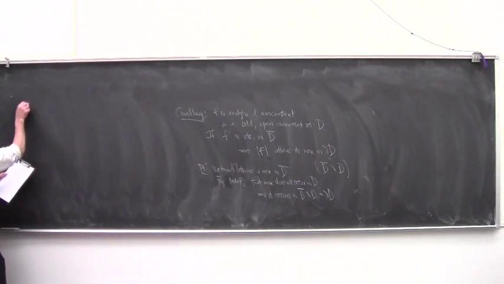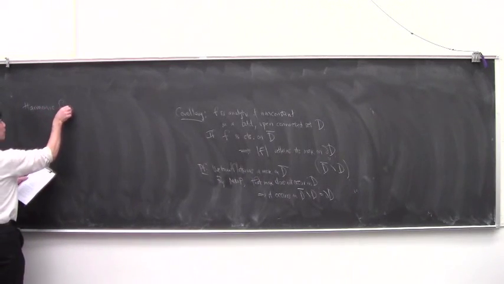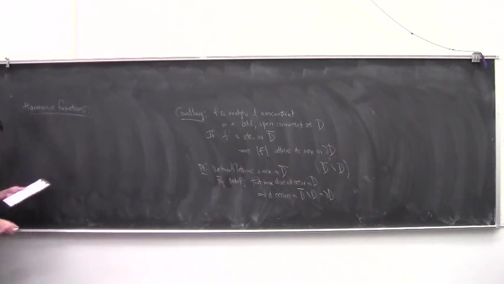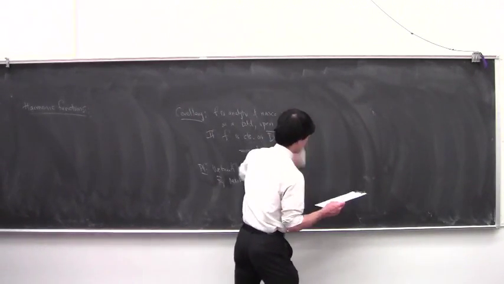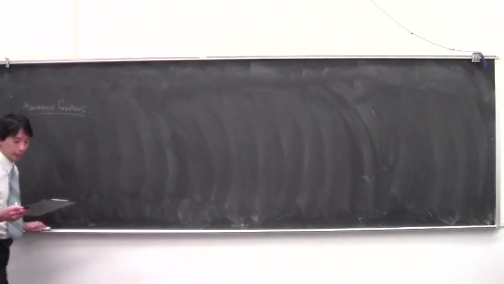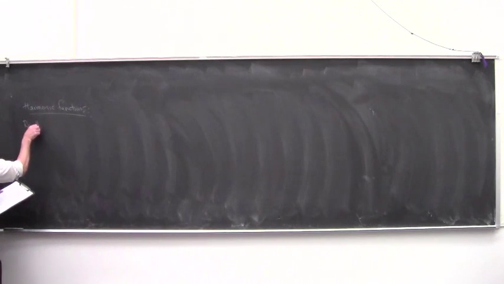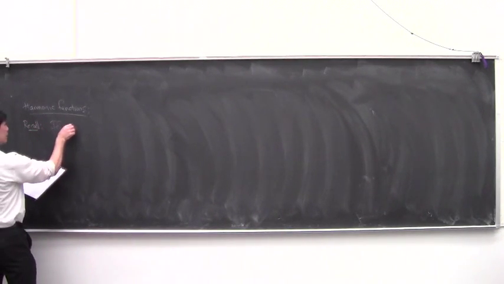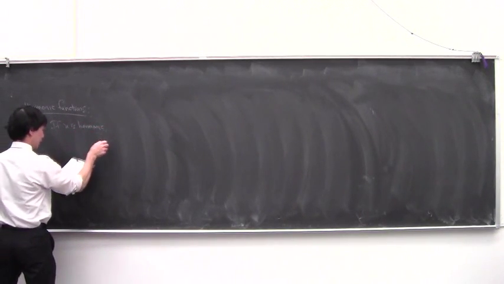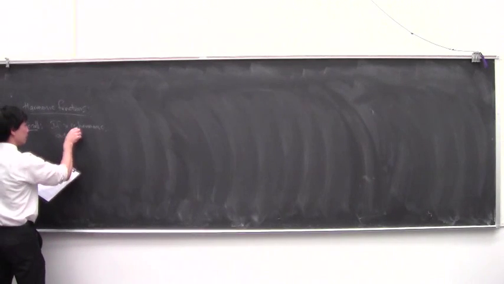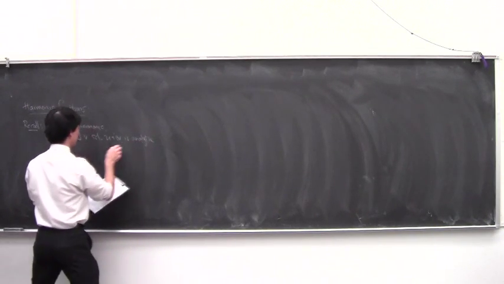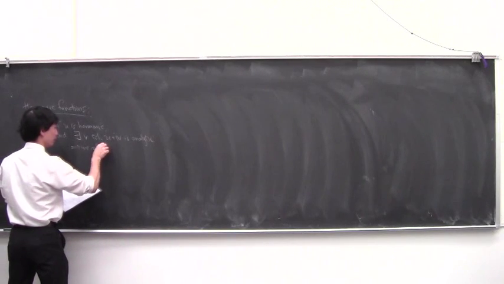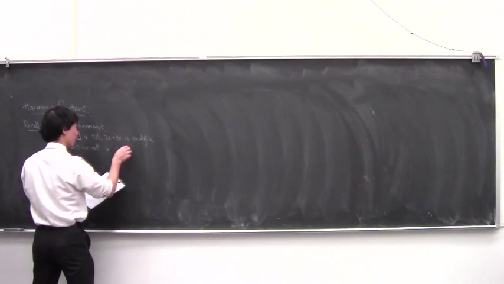Okay. So now we're going to switch over to harmonic functions. So remember, harmonic functions are those that satisfy Laplace's equation. The Laplacian is going to be 0. And recall that if U is harmonic and there exists a V such that U plus iV is analytic, then we call V a harmonic conjugate of U.